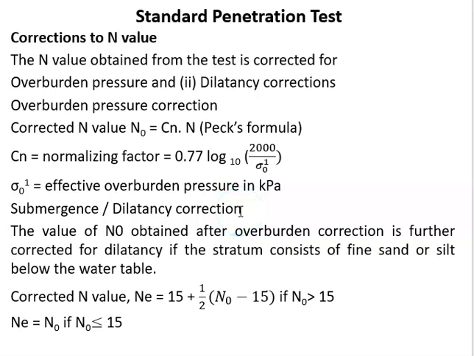Then if the soil is sandy soil and if it is submerged, then we should also apply the submergence correction. Here, when the N value obtained after the overburden pressure correction is greater than 15, then we should take the corrected N value as 15 plus half into N naught minus 15. And if it is less than or equal to 15, then we can take the corrected value as that of the value obtained after overburden pressure correction, that is N naught.